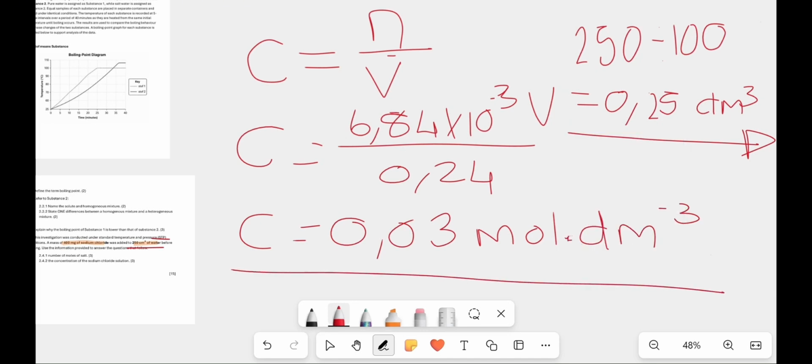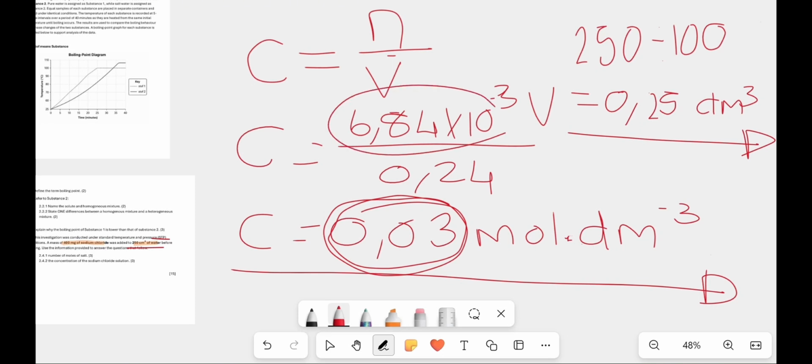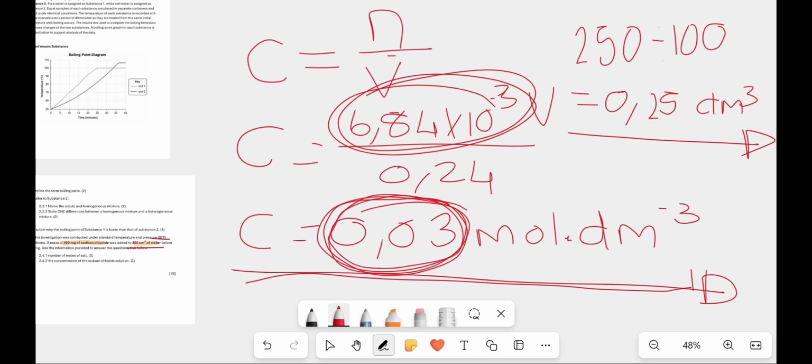Okay, hopefully you guys understand all that. Now some of your answers might differ here a little bit, and it might be in or out of range depending on what number you got for your moles. Okay, so the number of your moles might change this a bit, but that's totally fine. And this would be your final answer. Now remember, moles per cubic decimeter. Okay, and that is your final answer.